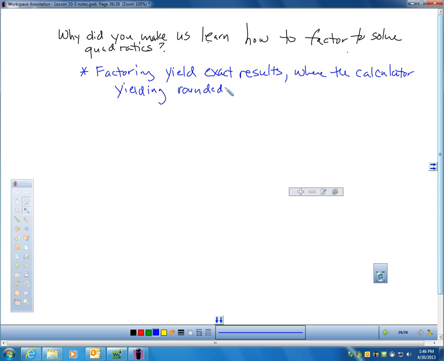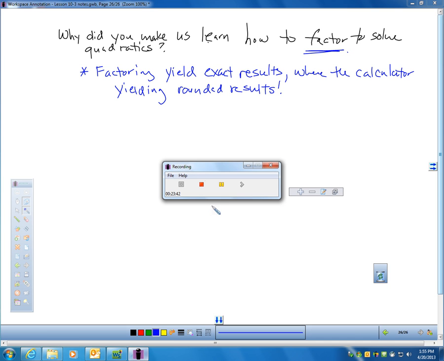So that's important to understand. So again, the calculator's great. I love doing it this way. It's easy, but if I need exact results, I have to be able to factor. All right, I'm going to stop my video here. If you have any questions, we can go over those in class tomorrow.